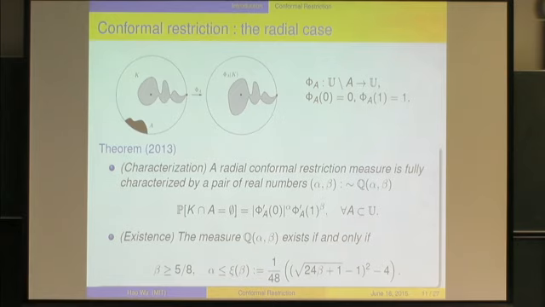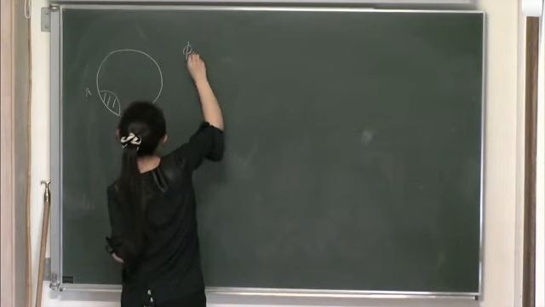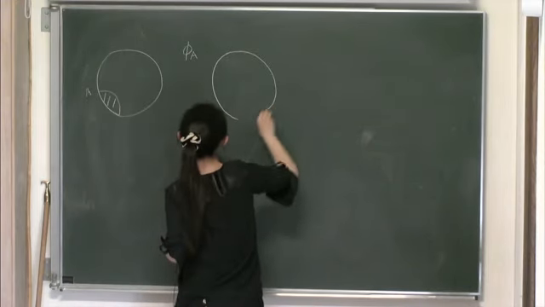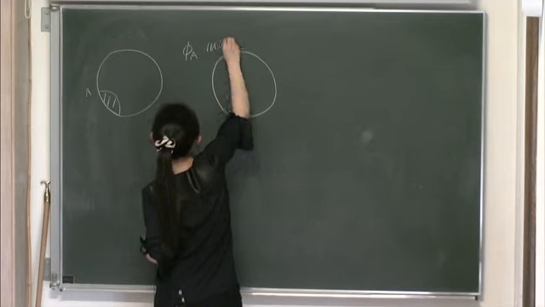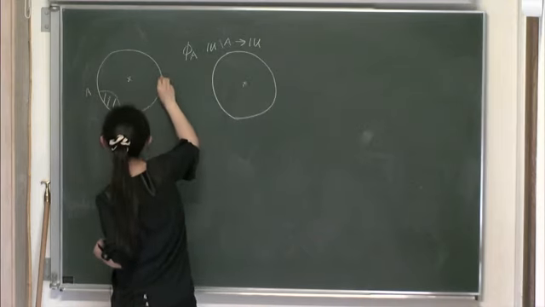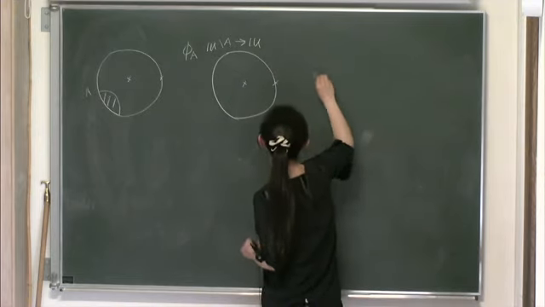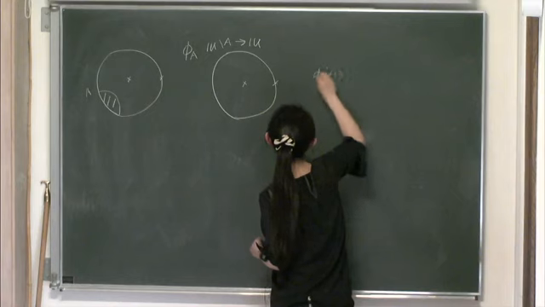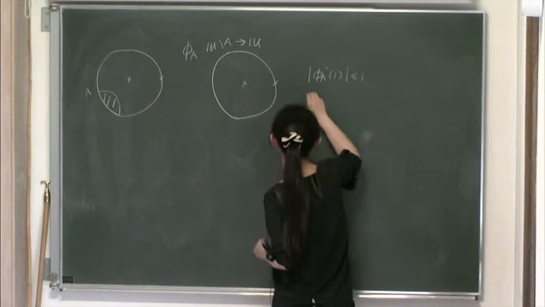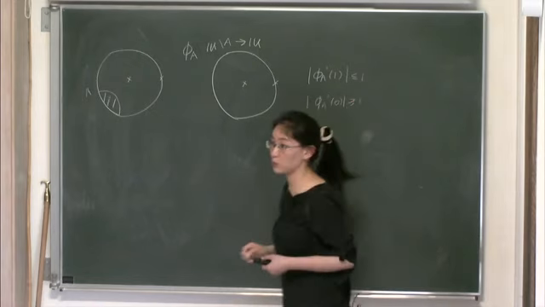First, in the radial case, when we define this conformal map phi_A, it is from the unit disk minus A onto the unit disk U, fixing the origin and the boundary point. And for this conformal map, we know that the derivative at the boundary point is always less than 1, and the derivative at the interior point is always greater than 1.